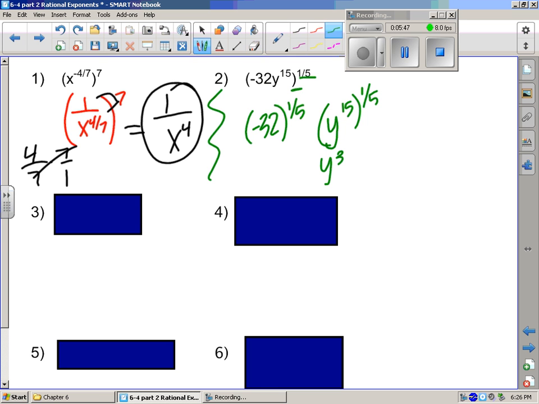And then I got to deal with this other part. Remember, a 1/5 power is the same as the 5th root of negative 32, and we'll get negative 2. So the final answer is negative 2y to the 3rd. All right, that looks pretty simple.